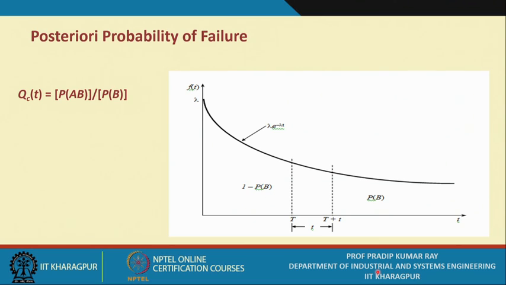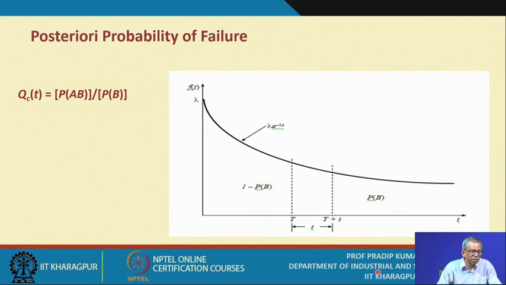While you try to refer to the modeling, let me first highlight one particular type of probability of failure, that is the posterior probability of failure. That means this is the probability of A given that there is a probability of B. So many a time you need to calculate this posterior probability of failure. That means this is Ft versus T.